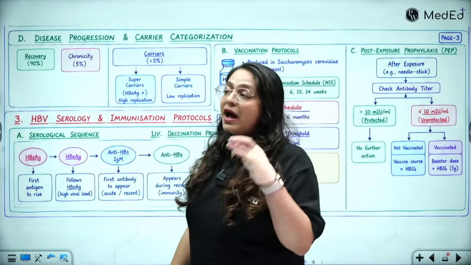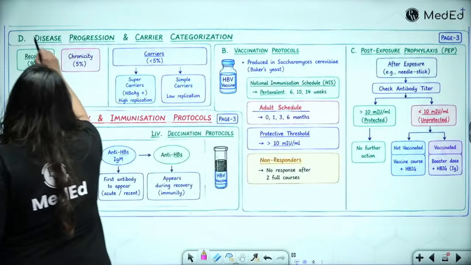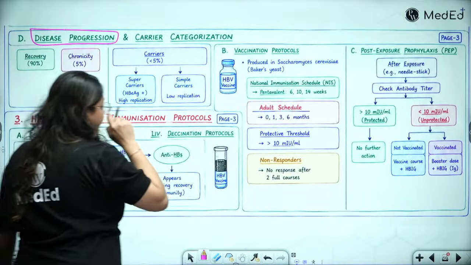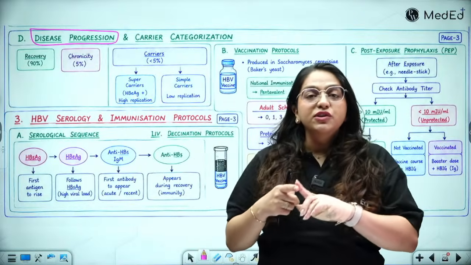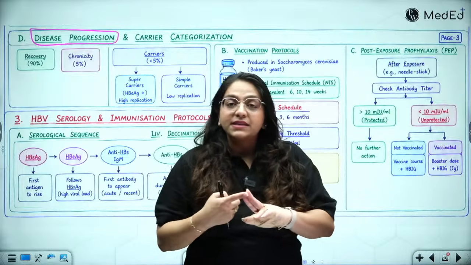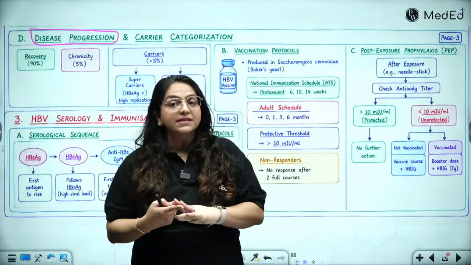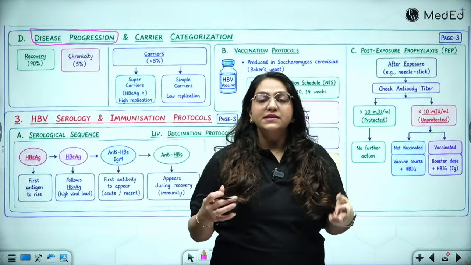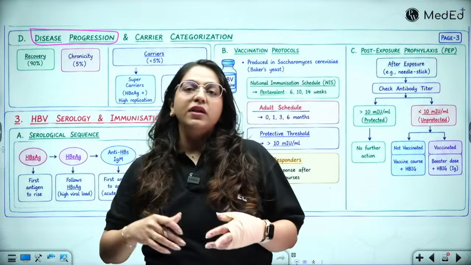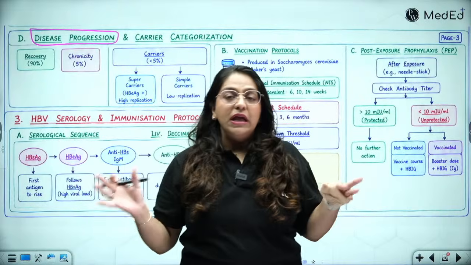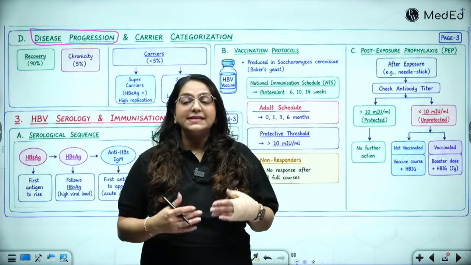You have to write about the disease progression. What is the meaning of that? Okay, so up till now, what have we done? We've talked about the clinical features of the disease. We have looked at the virus. We have looked at the genome of the virus. We have looked at how the body is going to behave against the virus. When does the antigen rise and fall? When does the antibody rise and fall? Now we have to see how the disease progresses.